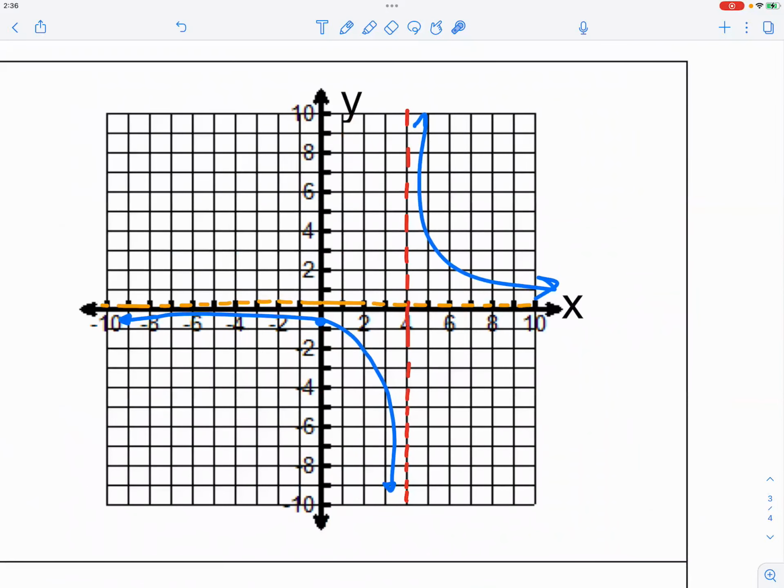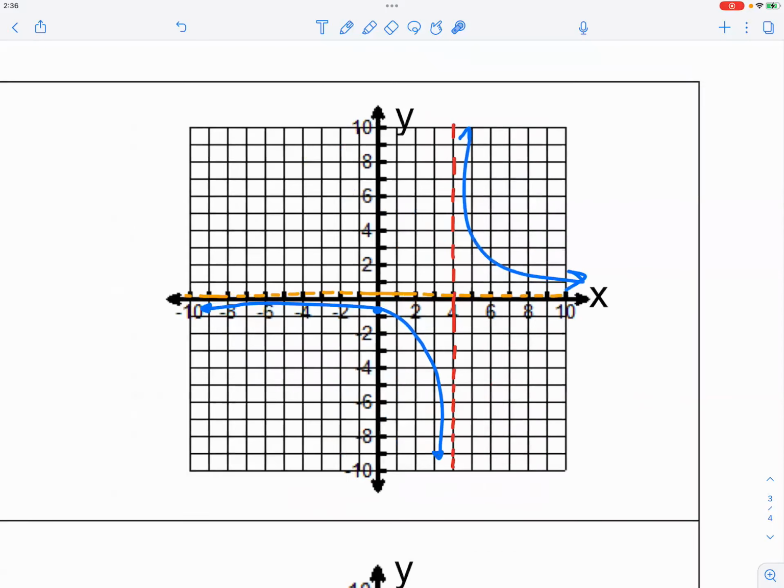So again, if you have a brain and you have 2 eyes and you can see there's a y-intercept, it has to cut the y-axis there. It makes no sense that the graph cuts the y-axis somewhere else.